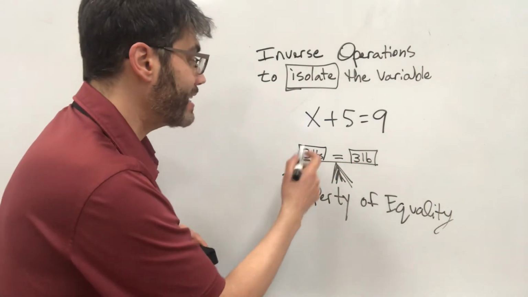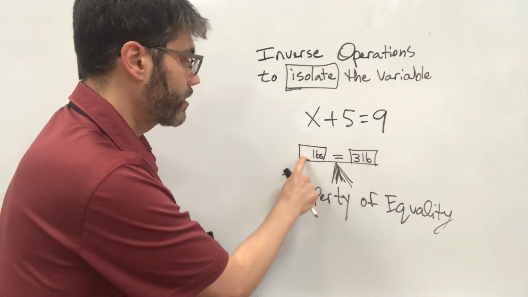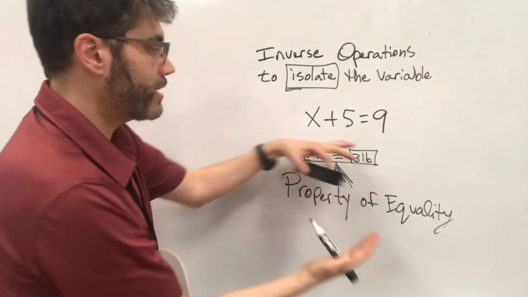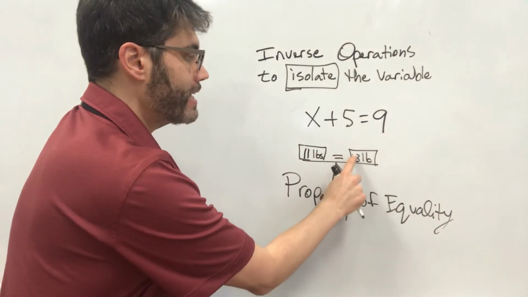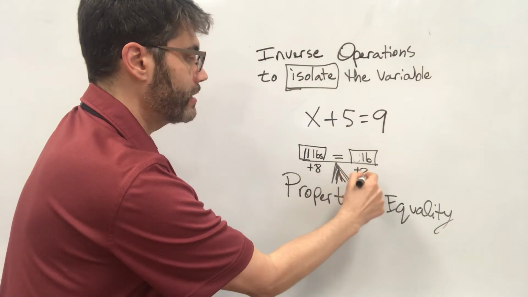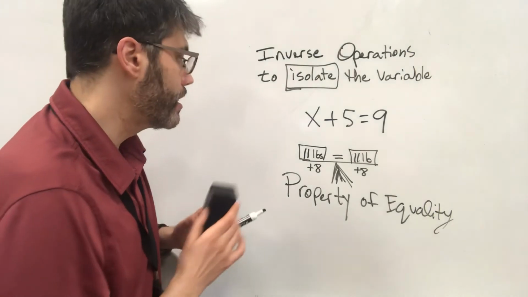If I add 8 pounds to this side, 8 and 3 is 11. So then this side would go, whew. So I need to add 8 pounds to this side as well. So if I add 8 to this side, I have to add 8 to this side so it balances back out. Again, property of equality, okay?